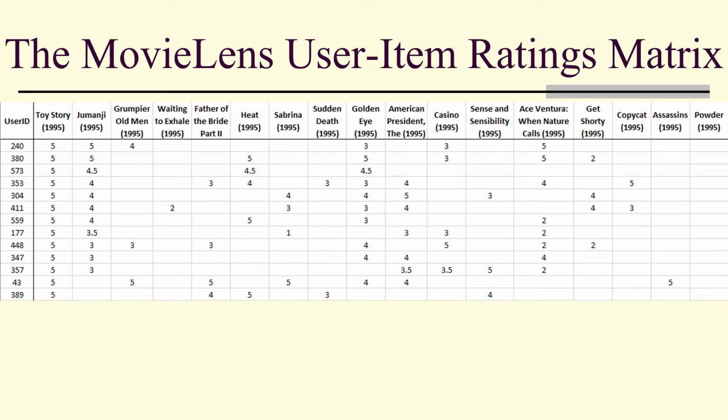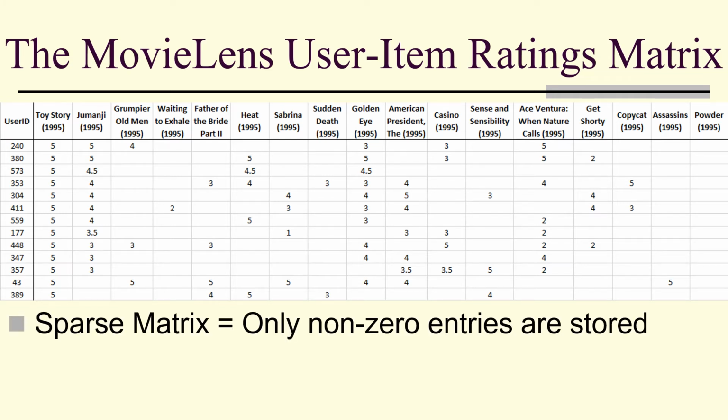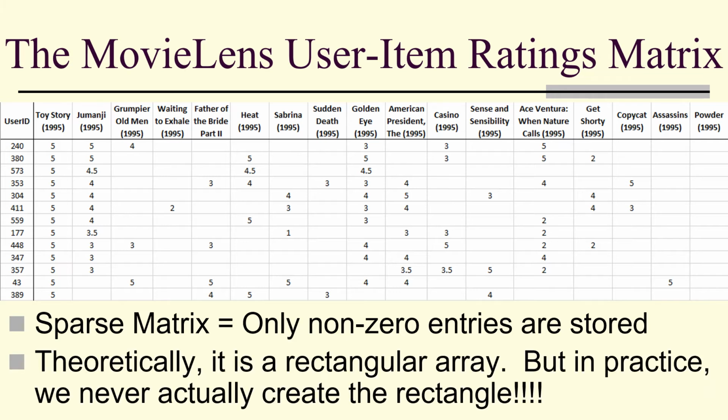So here we have it. This is the ratings matrix. You see a lot of blanks. Those are where we don't have ratings. So these are the non-zero entries, and we only would store the actual ratings in this sparse matrix. Now theoretically, this is a rectangular array, but in practice, we never actually create this rectangle.